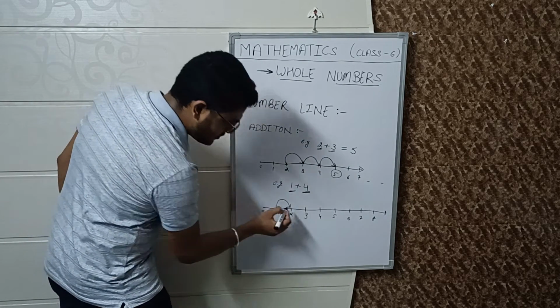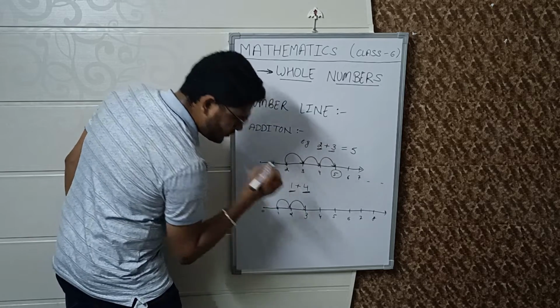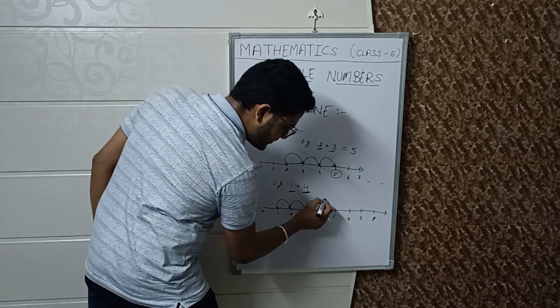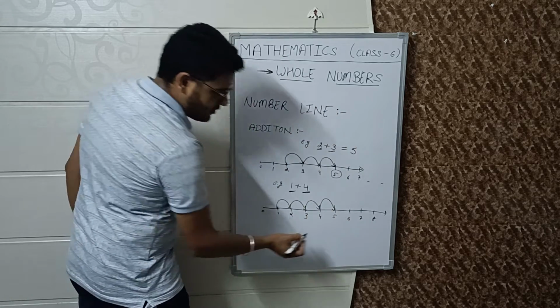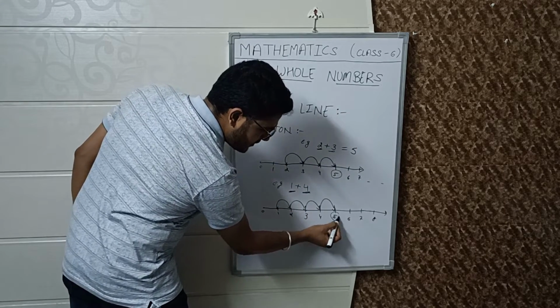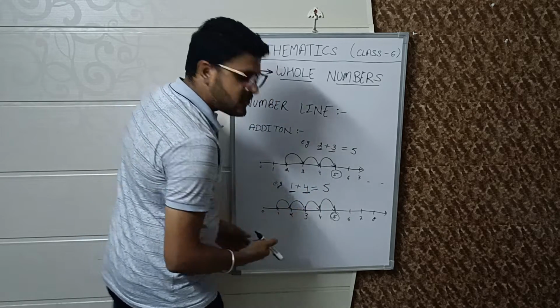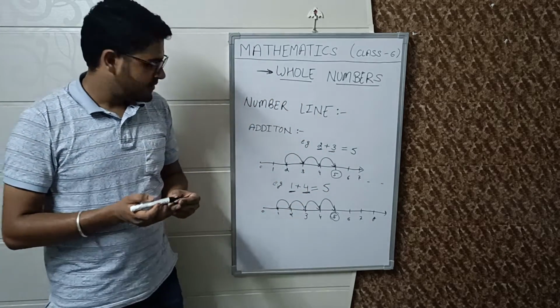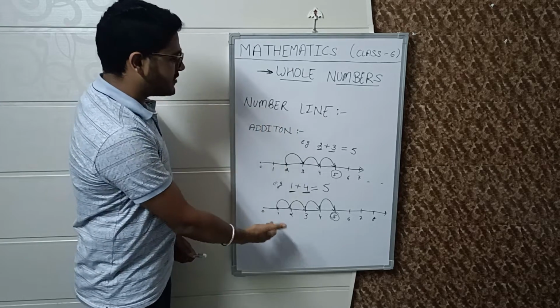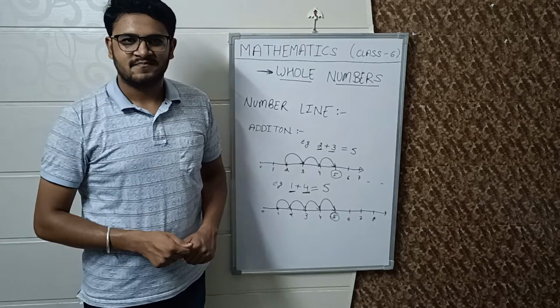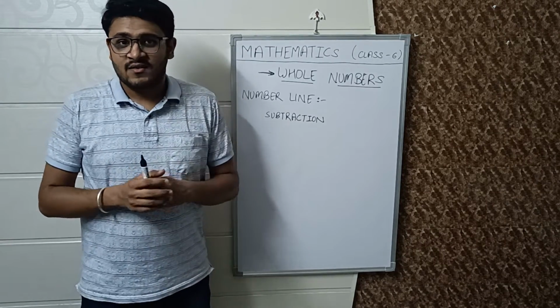1, 2, 3 and 4. Where did we reach? At number 5. So the answer is 5. Right? So this is how we will do addition operation using number lines. So we are done with the addition using the number line.